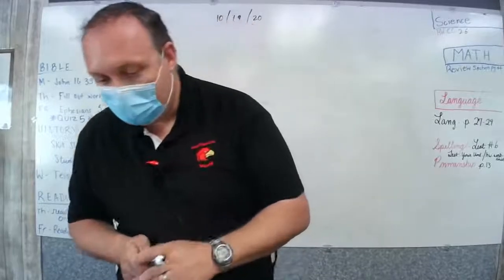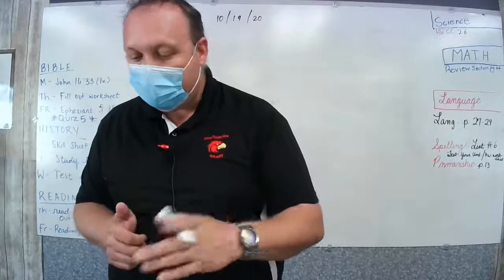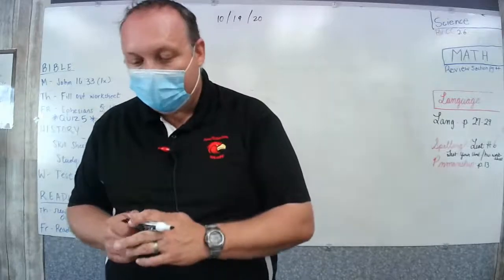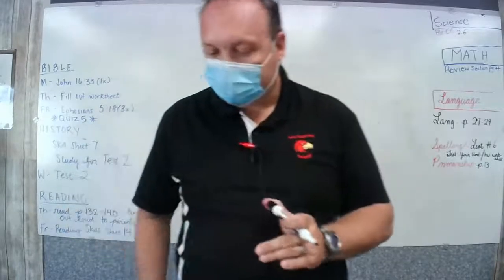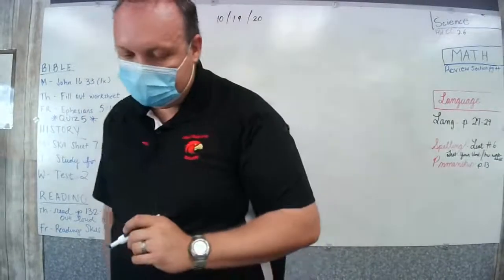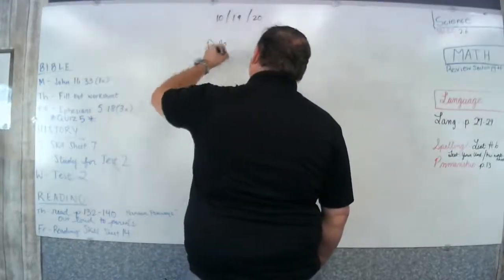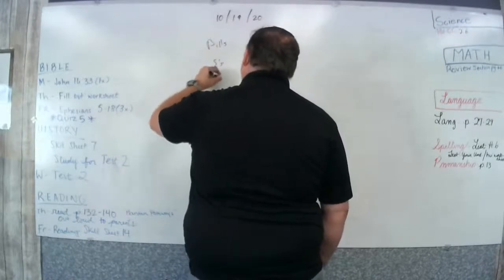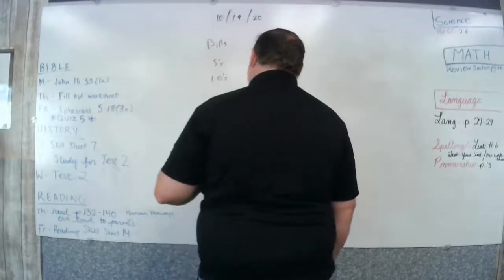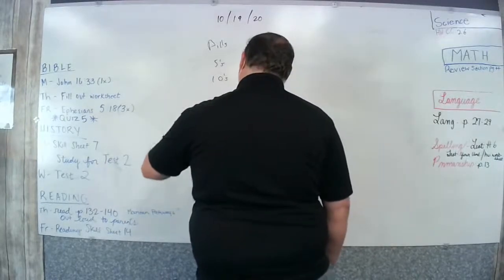Number 1. Emily has some $5 bills and some $10 bills. She has 15 bills, and she has $120. How many $5 bills does she have? Okay. So Emily has 15 bills. We're going to say bills, 5s, 10s, and then we're going to have a total. That total needs to equal $120.